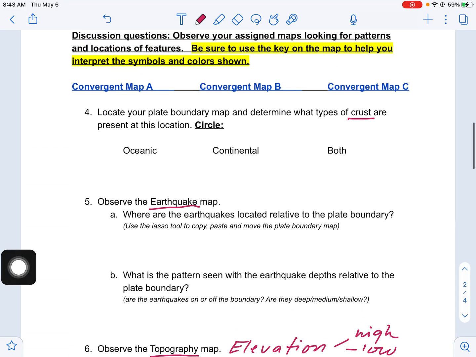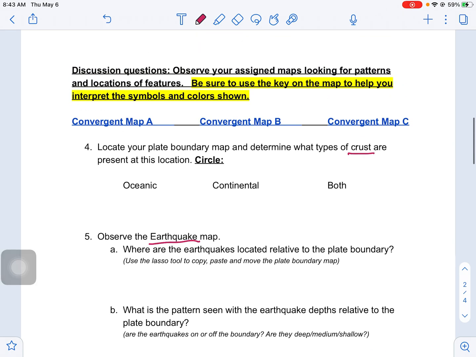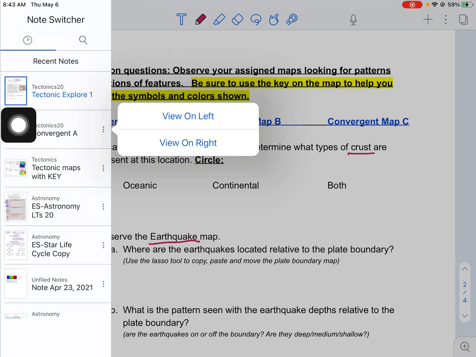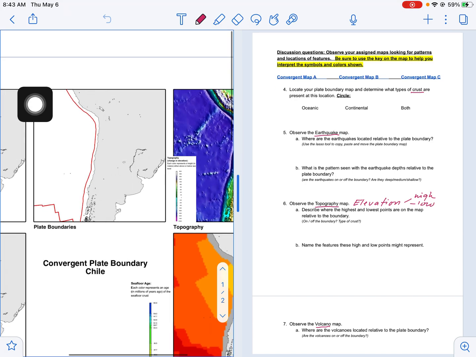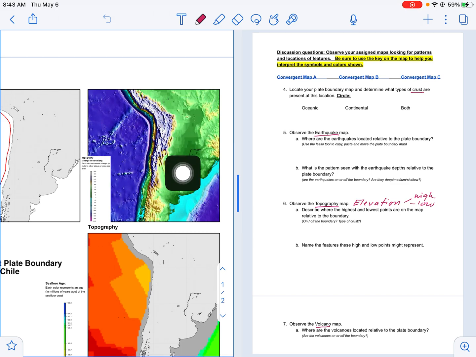Once you have your map assigned, go ahead and put it into Notability so you can do what I'm doing here and look at your map and your activity at the same time. For the first question, locate your plate boundary. We want to know what types of crust are present here. That's seen in either one of these 2 maps. You can tell the gray is the land and the white is the ocean, just like we can see here. Ocean is blue and land is green.